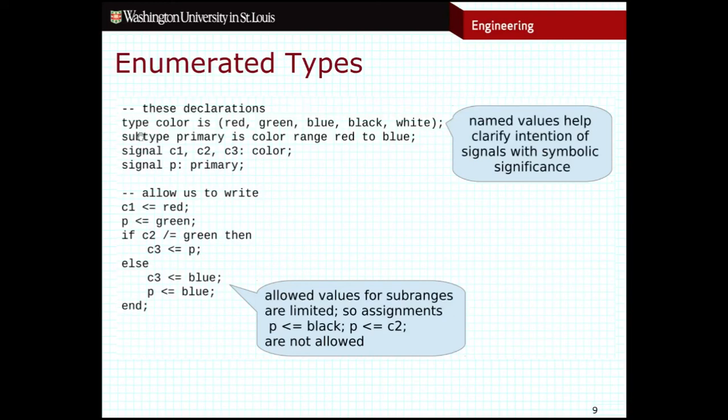If you're using subtypes, then you are strictly restricted to this range from red to blue. So we cannot make assignments that might break that potential restriction. So let's see, P right here, which is a signal of subtype primary, can only be red, green, or blue. We can never allow P to be set to any other value that is not red, green, or blue. This is going to come in particularly handy when we talk about how to write VHDL modules for finite state machines, which is actually the topic for our next video.